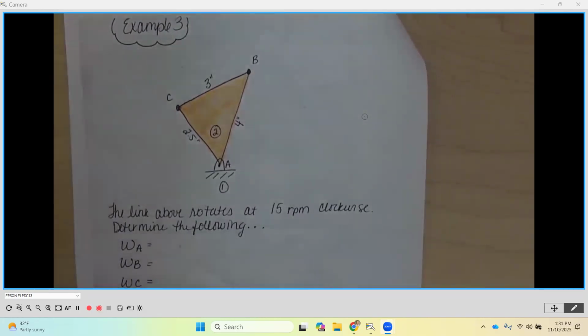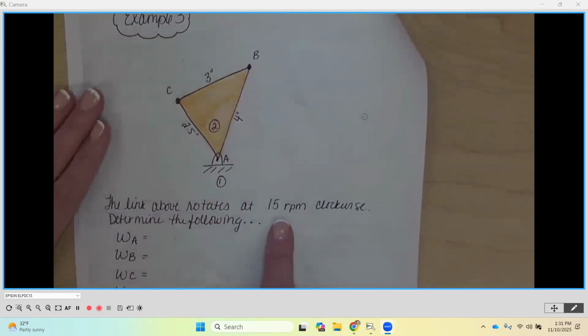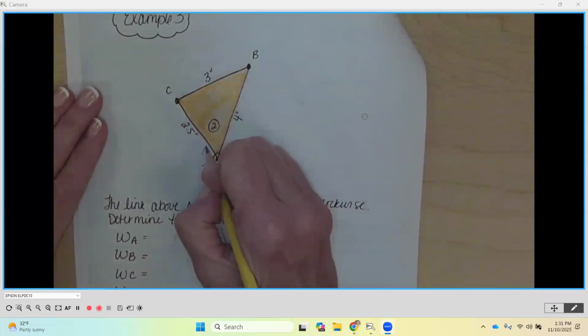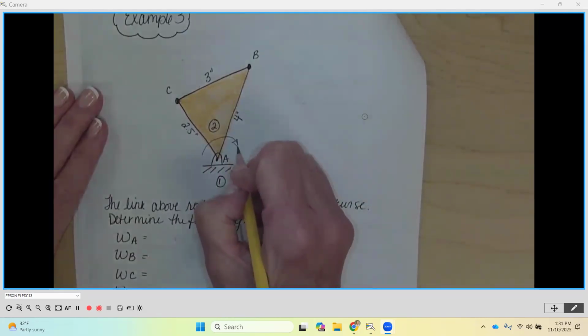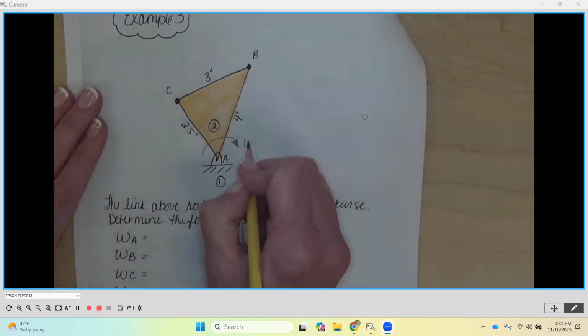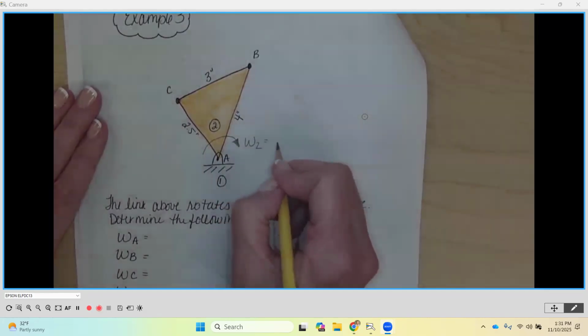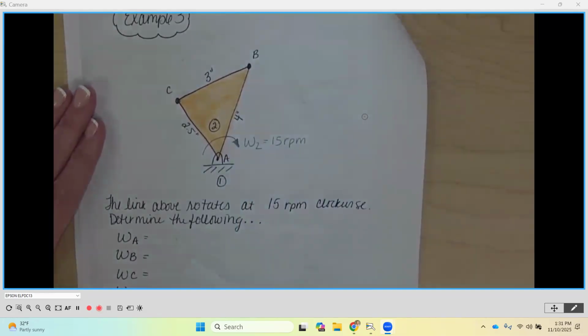So first of all, the problem is telling us that this whole link rotates at 15 RPMs. So we want to show its rotational speed. We want to show that arc pointed clockwise, okay? And we're going to call that W2. That's our angular velocity of link number 2, and that's equal to 15 RPMs.